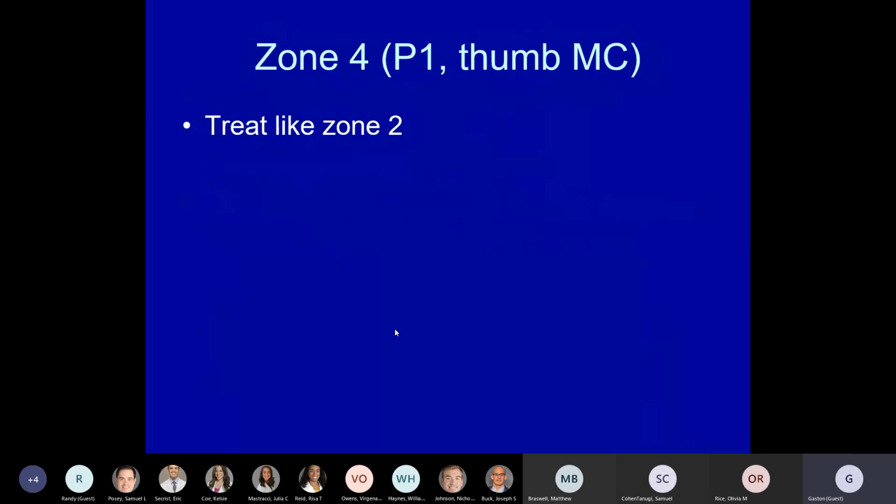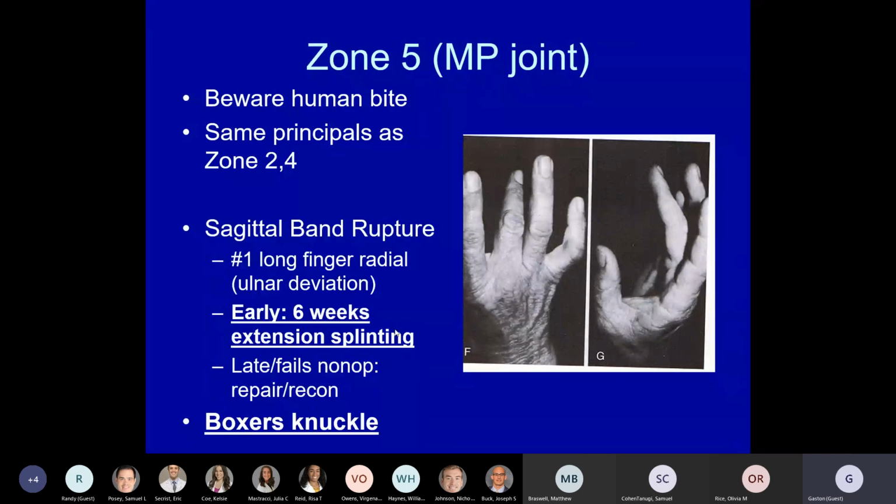Zone 4, same thing, less than 50%, watch it, early range of motion. Greater than 50%, fix it and splint it for 6 weeks in extension. MP joints, zone 5, things to watch. Any open wound over zone 5 is a presumed fight bite until proven otherwise. The treatment of a fight bite, I know in the ER, I have you guys just wash them out and put them on antibiotics. For OITE, the treatment is to the operating room for I&D in the OR with admission for IV antibiotics. That's your board answer.